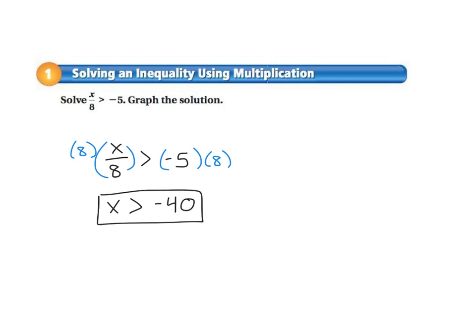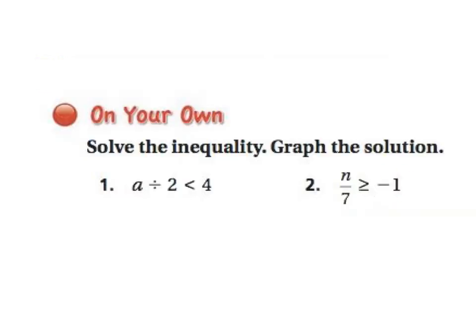So that's our answer. And to graph it, here's negative 40, so this is negative 39 and negative 41. Since there's no or equal to, I'm going to use an open circle, and it says x is greater than. Greater than tells us to move to the right, where all of the larger numbers will fall. Okay, once again, please pause the video and give these two a try.